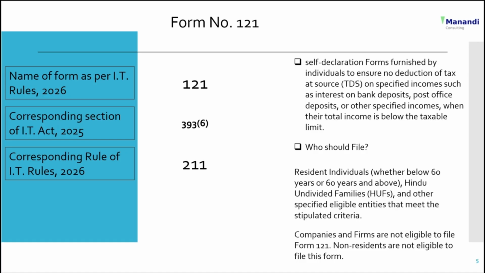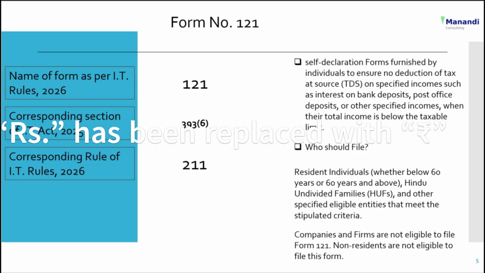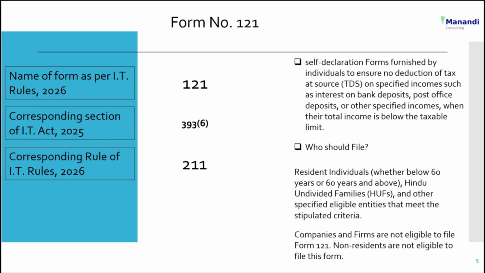Drop-downs and date pickers will be integrated, and it can be integrated with APIs and databases. Checkbox-based smart verification is also possible, and the standardization of name and address fields will happen with this form number 121. And a small change: the currency symbol of rupees has been replaced with the rupee symbol. So that is the overall summary of form number 121.